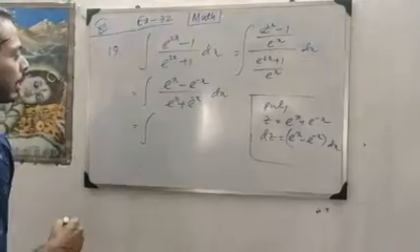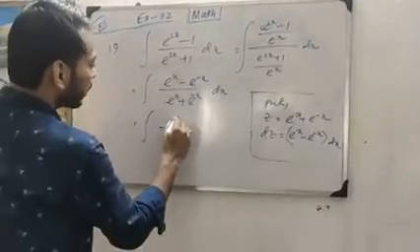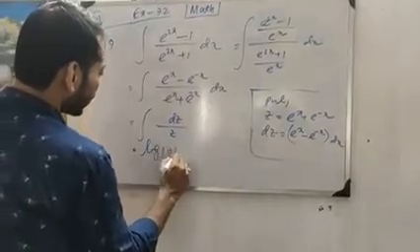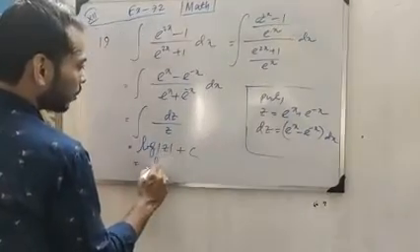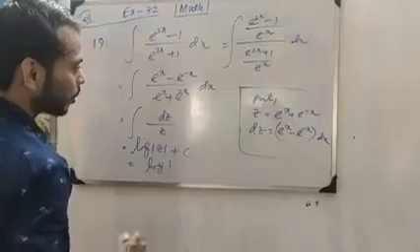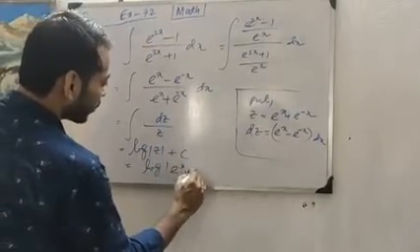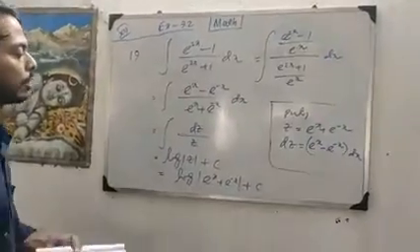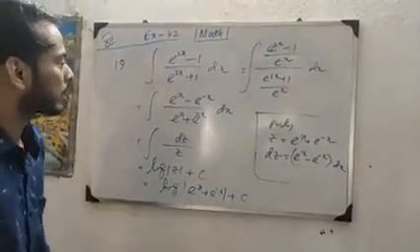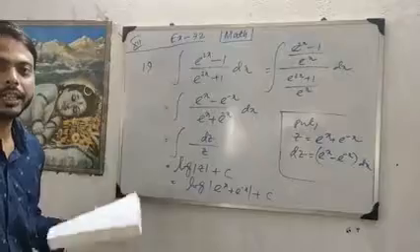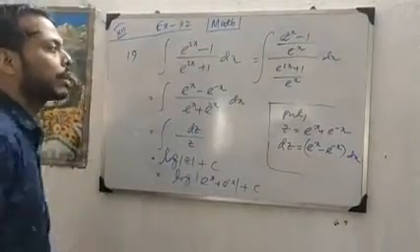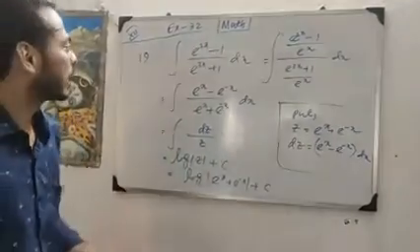That means the integral becomes dz by z. That means log of mod z plus c. Now we put the value of z. That means log of mod e to the power x plus e to the power minus x plus c. This is question number 19, and the important thing is you have to divide both the denominator and numerator by e to the power x at the beginning of the problem. So that's it, question number 19.